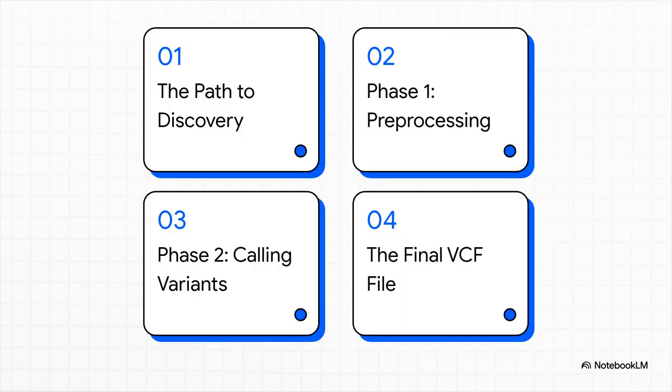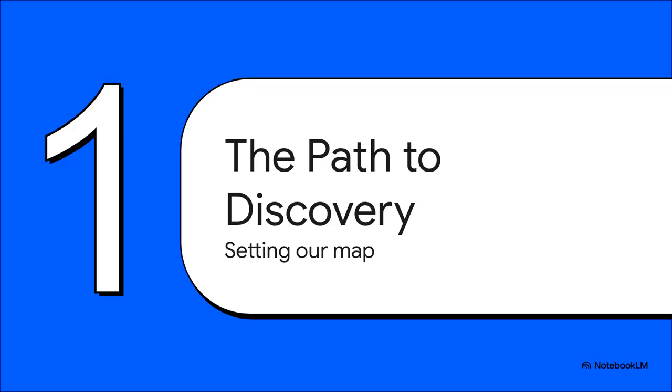Well, the answer is a really, really rigorous step-by-step process. So here's our plan. First, we'll get a bird's eye view of the whole path. Then, we're going to dive deep into Phase 1, pre-processing the data. After that, we'll tackle Phase 2, actually calling the variants. And we'll wrap it all up by looking at the final prize, the VCF file. All right, let's get started.